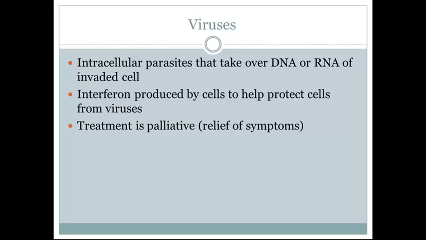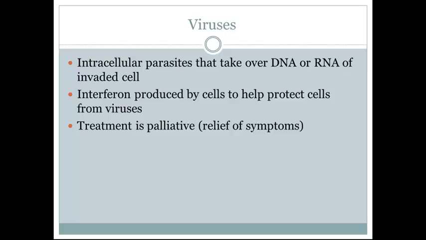Viruses are intracellular parasites that take over the DNA or the RNA of an invaded cell. Interferons are produced by cells to help protect cells from viruses. And the treatment is palliative. Why do antibiotics not work for viruses? Antibiotics destroy bacteria outside of a cell. Viruses typically inhabit or invade the inside of a cell, so that antibiotic cannot attack that virus. So viral infections are usually defeated by destroying the host cells.